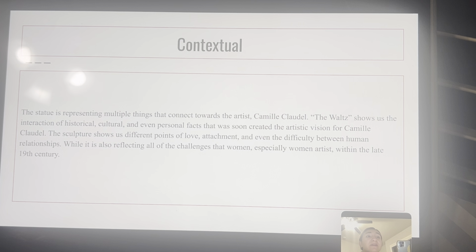What is the context of this art piece? The statue represents multiple things that connect to the artist, Camille Claudel. The Waltz shows us the interaction of historical, cultural, and even personal factors that shaped Camille Claudel's vision. The sculpture shows us different points of love, attachment, and even the difficulty of human relationships. But it also reflects what women, especially women artists, had to face in the late 19th century. They had so many rules to follow that it was hard to be represented as a woman artist.